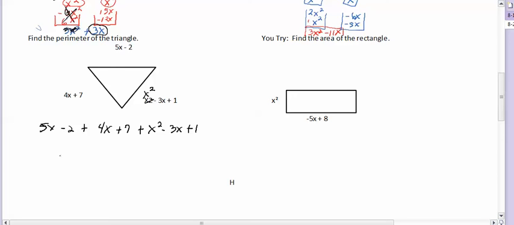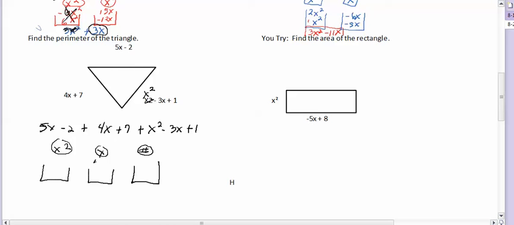Okay, and then what we're going to do is just make our buckets. Okay, so I have x squared here. I have x's, and I have numbers. So I'm going to go ahead and put circles around my titles so I don't accidentally add those into my buckets.